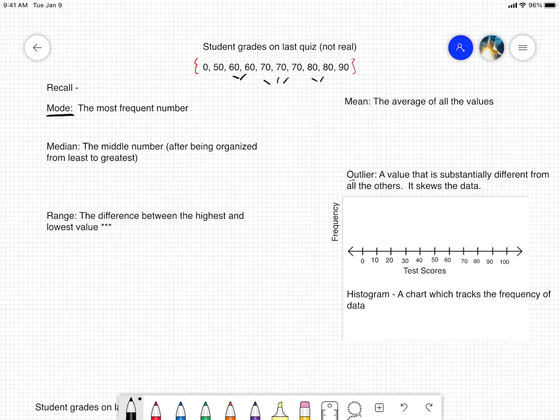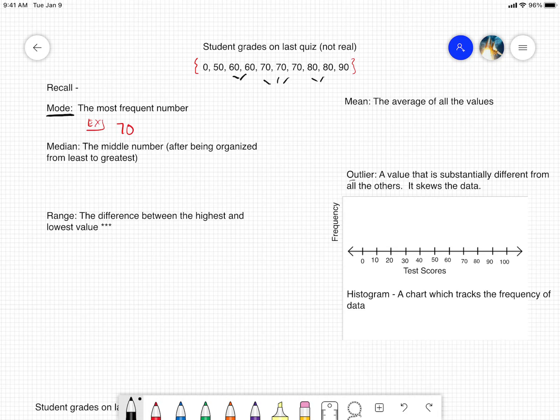So out of all those numbers, which one's our most frequent number? 70, right? Because it appears 3 times. So in this example, our mode would be 70.